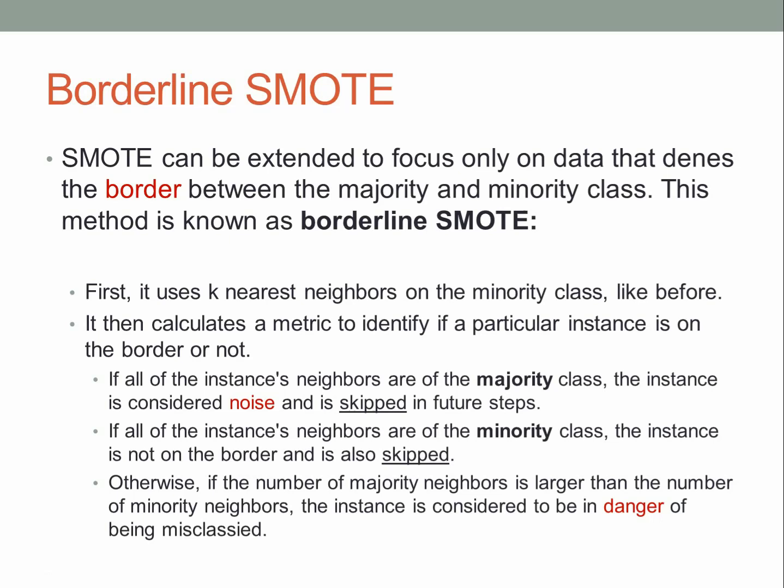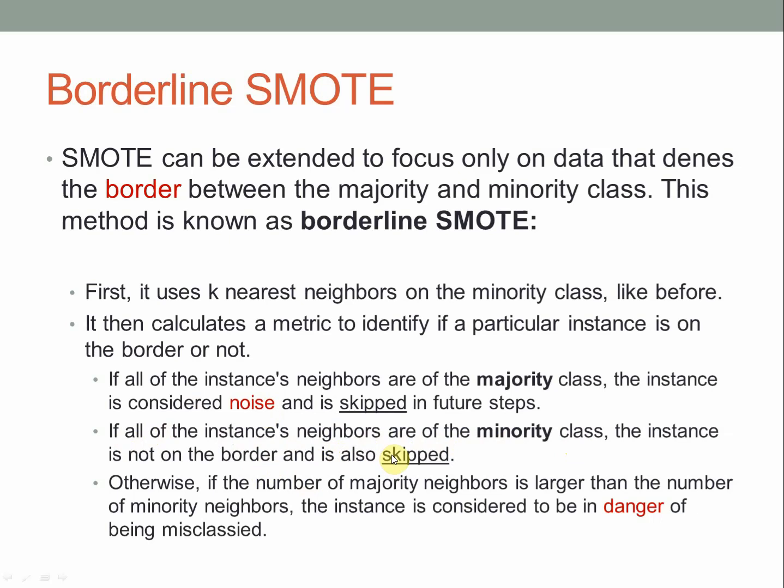So now here are the 3 if statements in scenarios. If all of the instance's neighbors are from the majority, that means this minority is embedded in a lot of majority, then this is something that can be considered as noise. So we don't want to do anything about this point. If all of the instance's neighbors are of the minority class, that means it is surrounded by a lot of minorities, then the instance is not on the border, so it is also skipped.